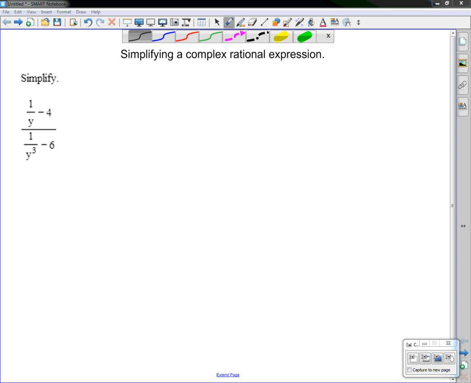Hello class, today we are going to look at simplifying a complex rational expression. I'm going to show you a method that's a little different than the way the book explains this process.